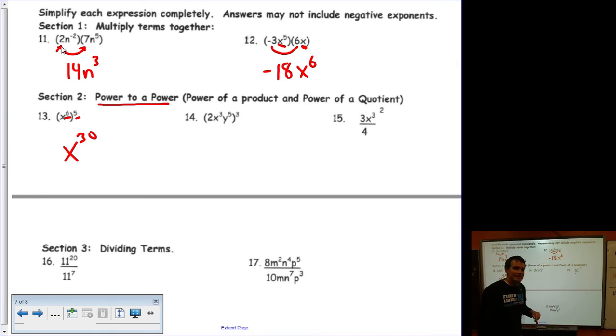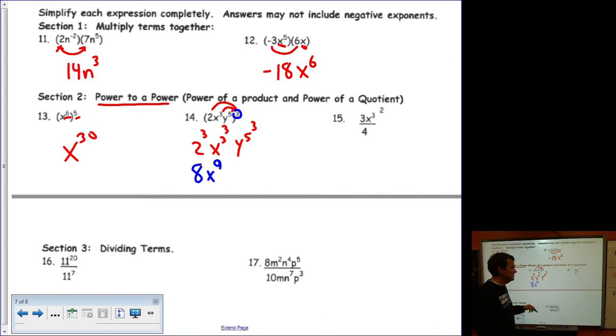In number 14, my exponent that's on the parenthesis needs applied to each term in the parentheses. This would give me 2 to the 3rd power, x to the 3rd to the 3rd power, and y to the 5th to the 3rd power. So I have applied this 3 to each thing in parentheses. And now let's simplify that. 2 to the 3rd power is 8. When I have a power to a power, I multiply them together and get x^9. And again, when I have a power to a power, I multiply them together and get y^15.